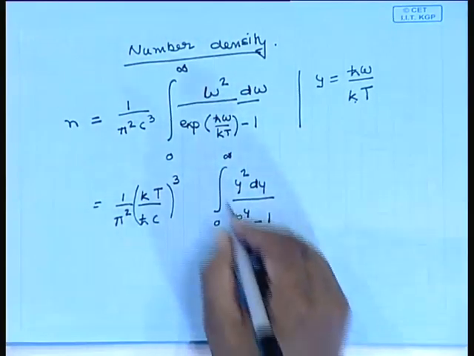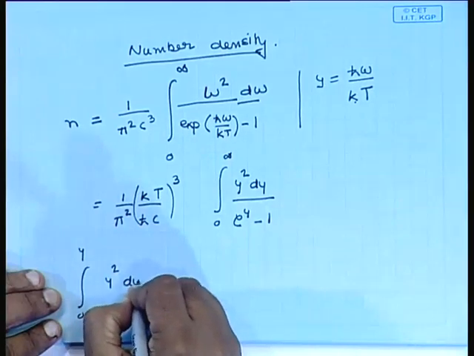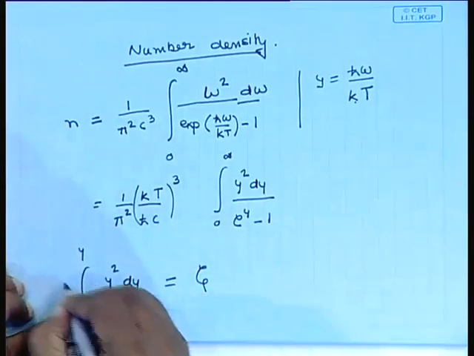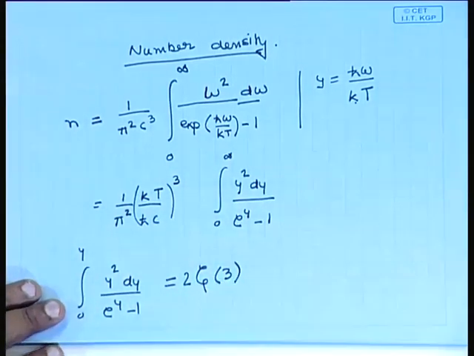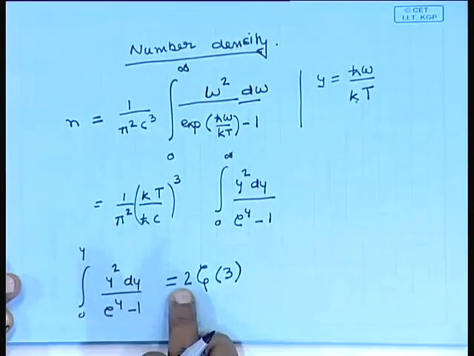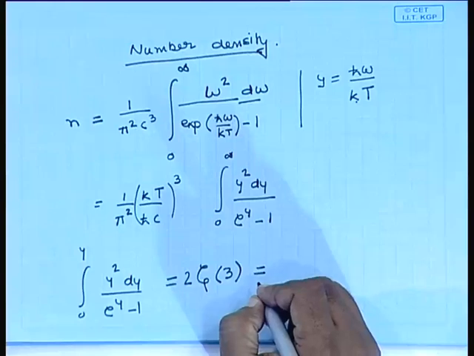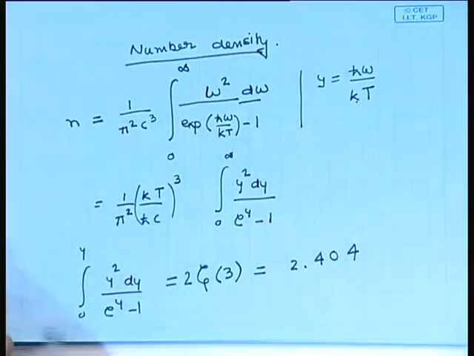So this integral from 0 to infinity of y square dy by e to the power y minus 1 is a constant number. This is the Riemann zeta function. This is twice the Riemann zeta function evaluated at the value 3. So there is a function called the Riemann zeta function, and this integral is 2 times the Riemann zeta function evaluated at 3, which has a value of 2.404. So this has a fixed value.